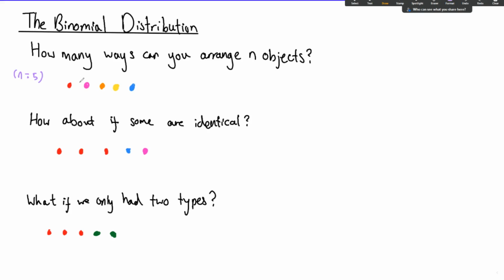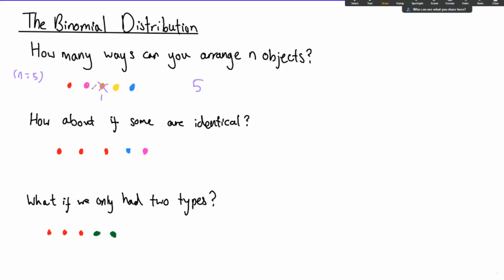So if we think about it, the first bead we want to choose will either be the red, pink, orange, yellow, or blue. So we have 5 options for our first bead. So I don't know, let's take the orange one. So that's our first bead. Right? So we have 5 different options for that first bead.